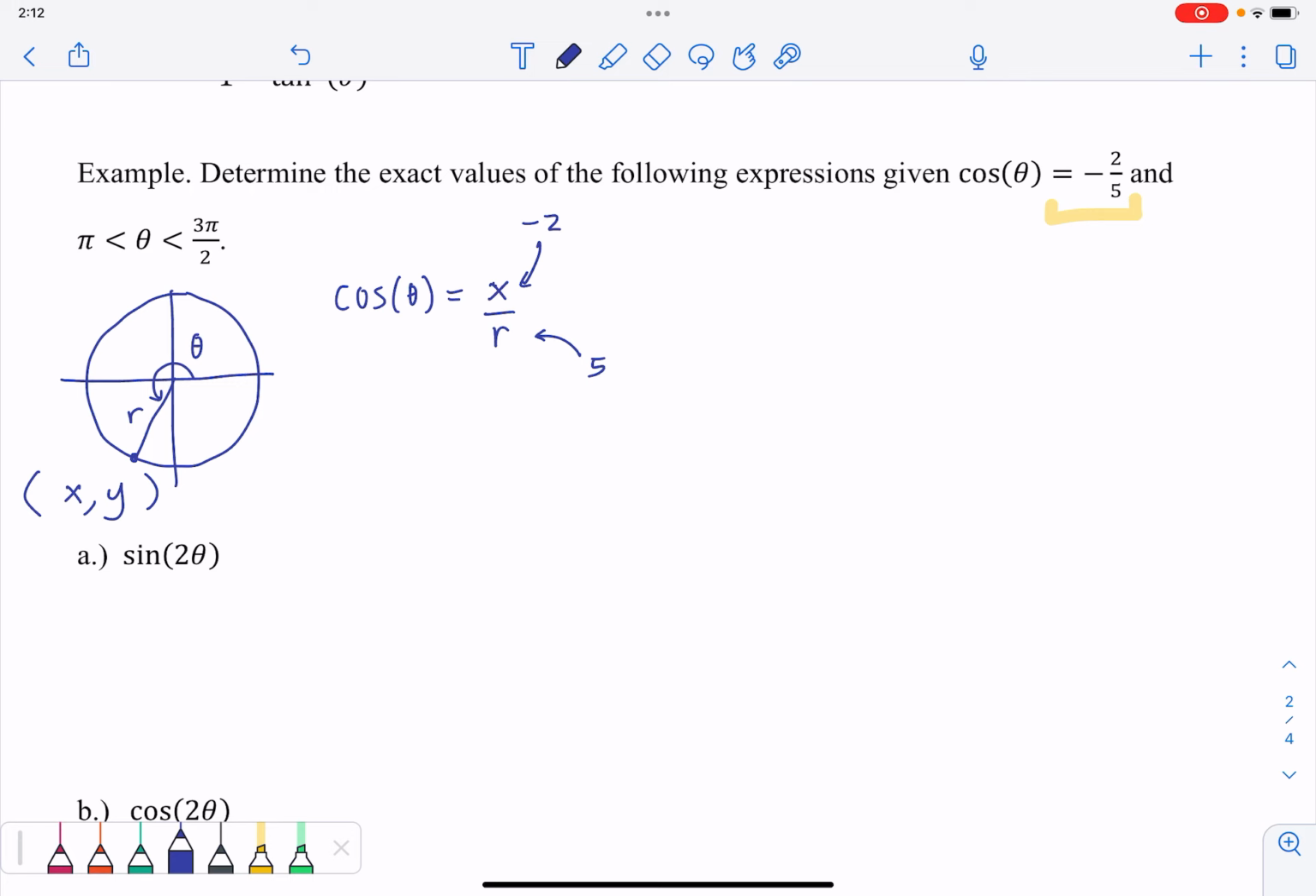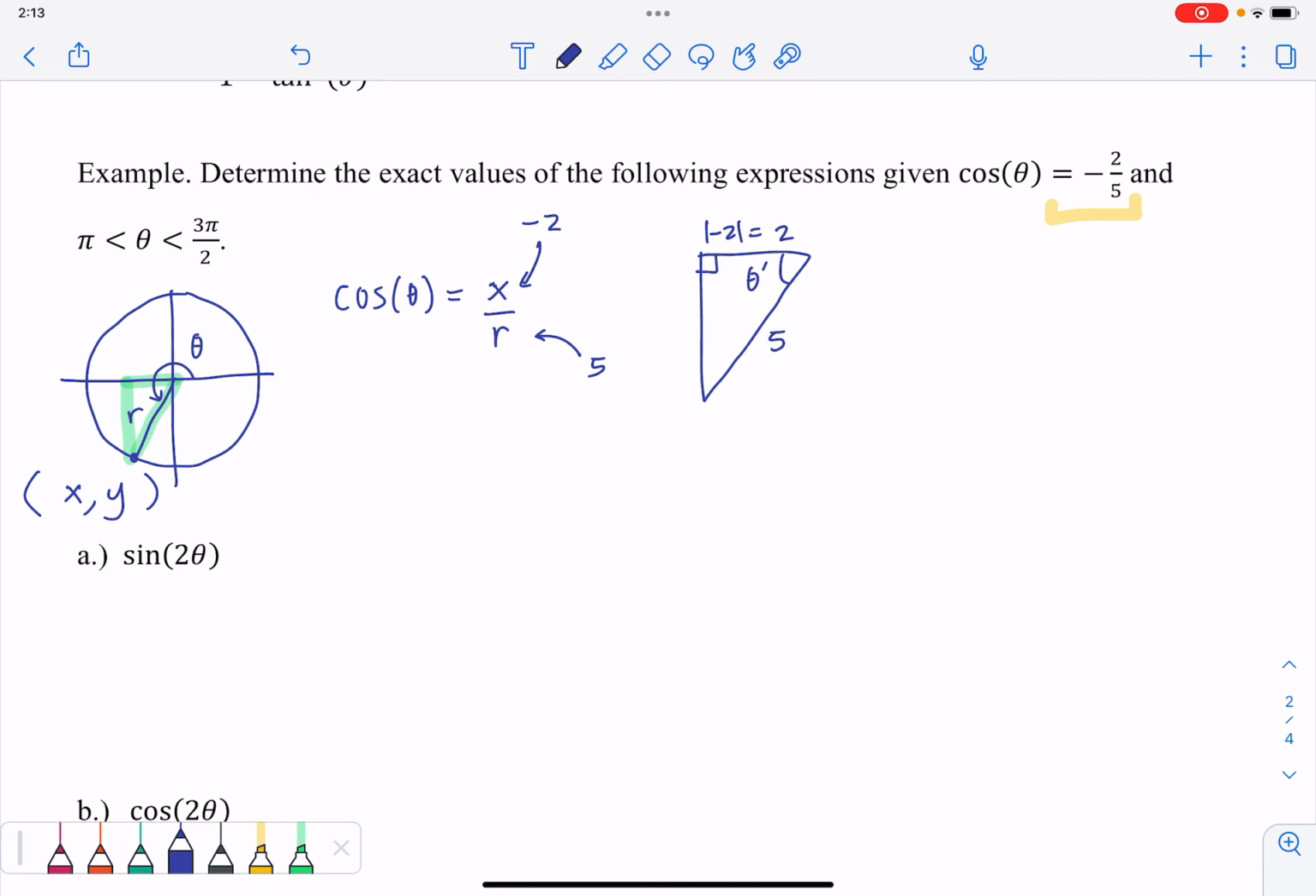And so now what I want to do is find or draw a right triangle. And I'm going to blow that up and put it over here just so I have room to look at it. Okay, so here's a right triangle. And the little angle in here is actually the reference angle for theta. R, we know, is 5. X is negative 2, but lengths of sides of a triangle need to be positive. So opposite of negative 2 is 2.